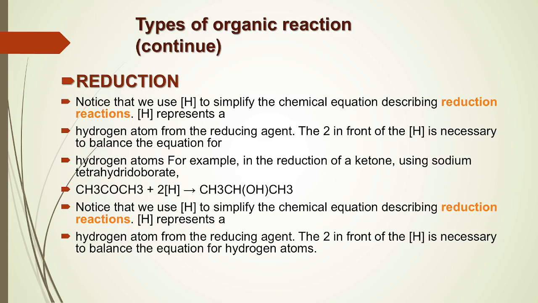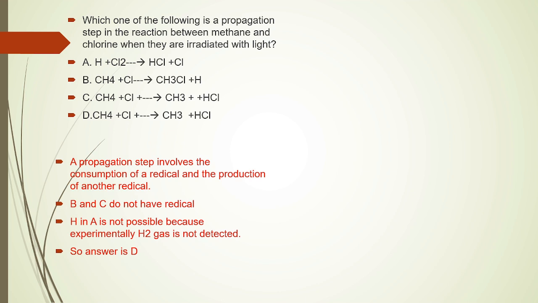After that we go through this question: which one of the following is a propagation step? The reaction between methane and chlorine. A propagation step involves the consumption of a radical and production of another radical. So B and C do not have radicals. A is not possible because experimentally H2 gas is not detected, and also this does not involve a radical because there is no H dot. So the answer is D.